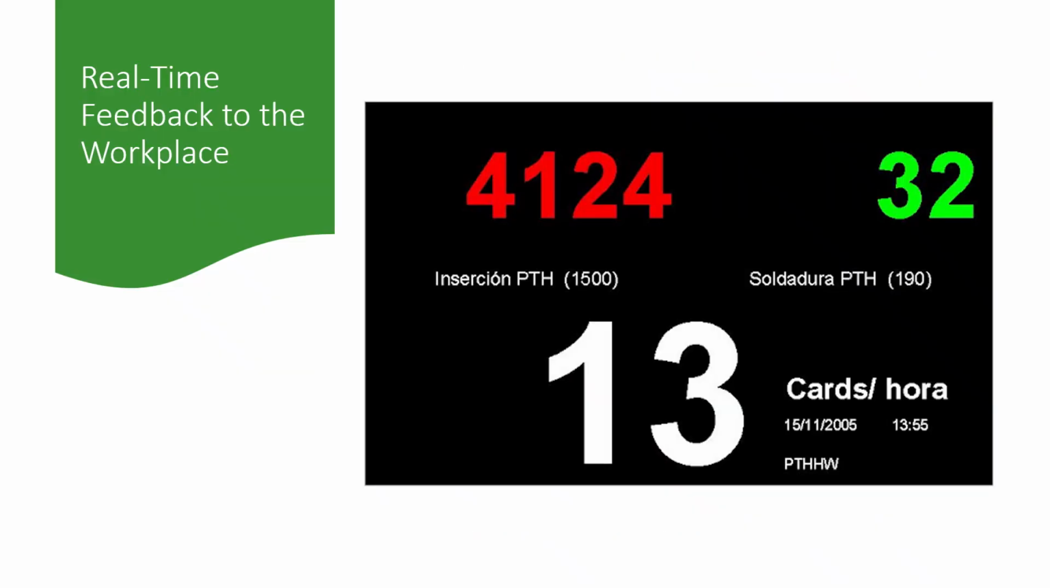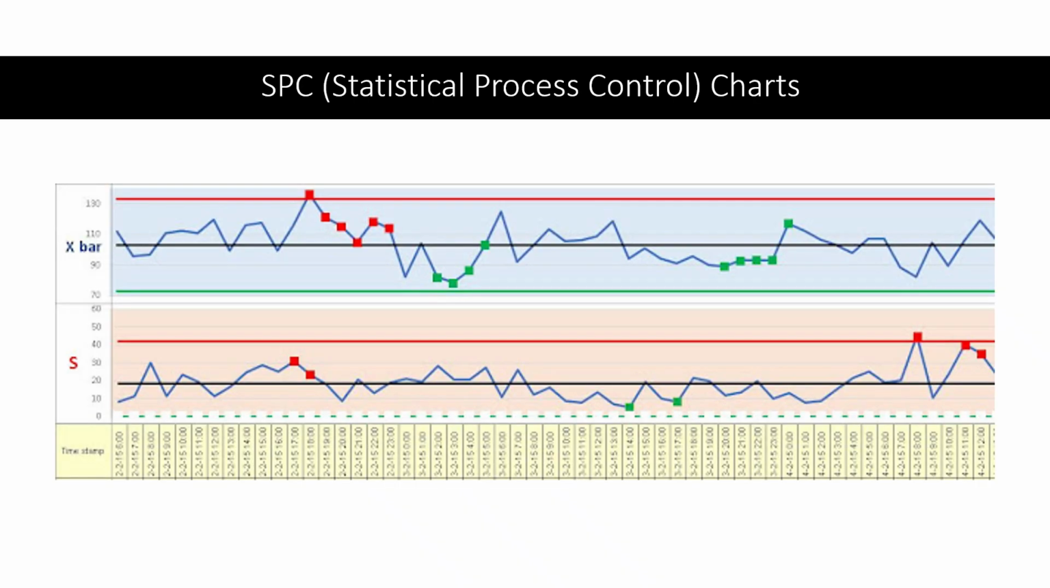Real-time data collection enables real-time feedback to the operators to take corrective actions while it is still possible. This andon display provides real-time feedback. PTH component insertion 4124 DPMO in red means it is above the 1500 maximum target. PTH component solder 32 DPMO in green, it is below the 190 maximum target. Average process flow is 13 cards per hour.